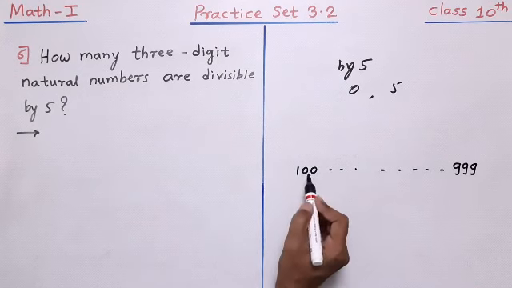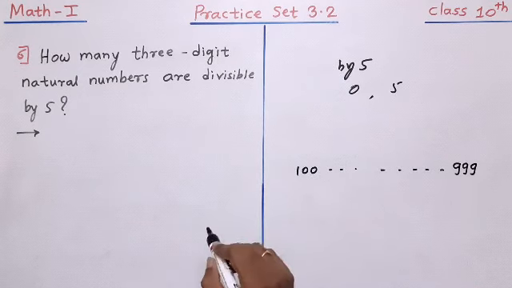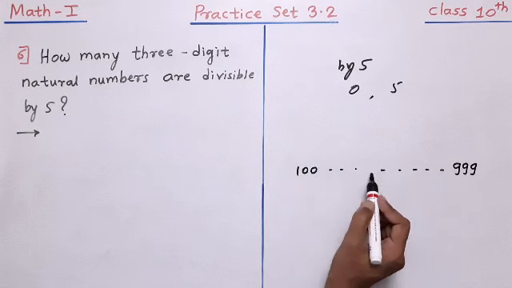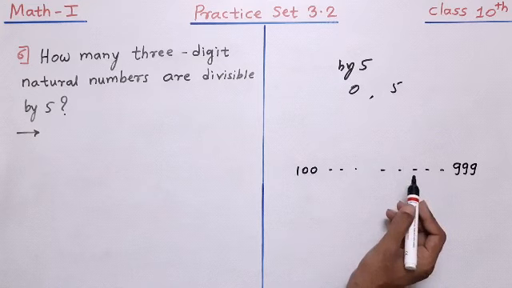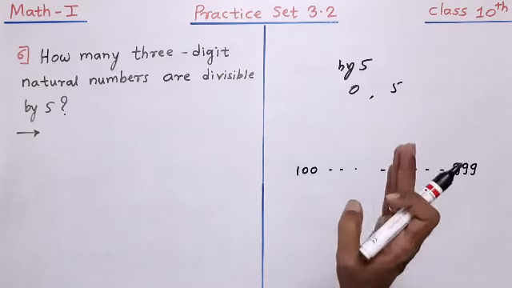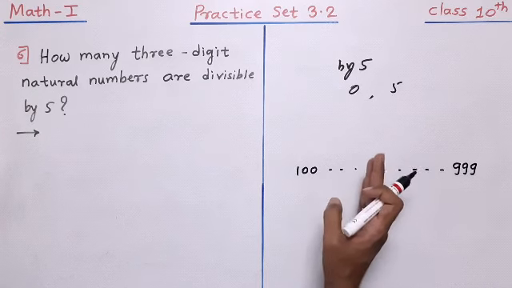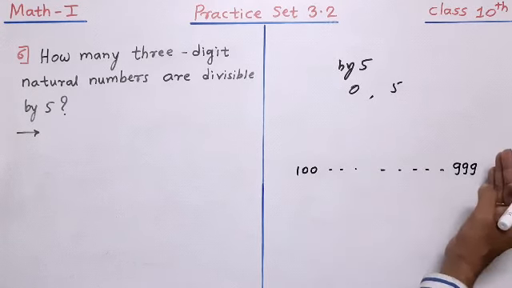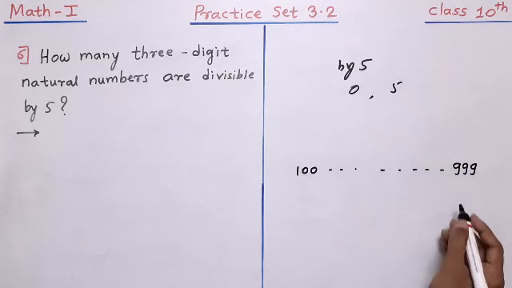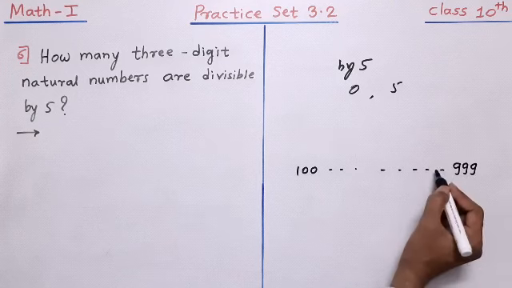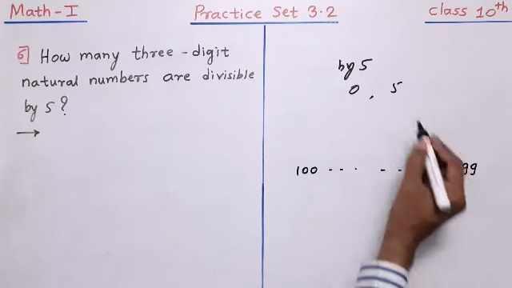So the first 3-digit number divisible by 5 is 100. After 100 there will be 105, 110, 115, 120. In this way we can write the 3-digit numbers that are divisible by 5. And the last 3-digit number which is divisible by 5 is 995. That will be the last 3-digit number which is divisible by 5.